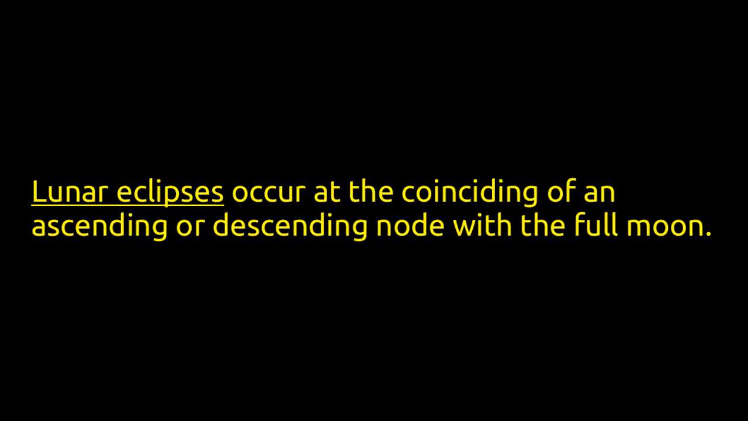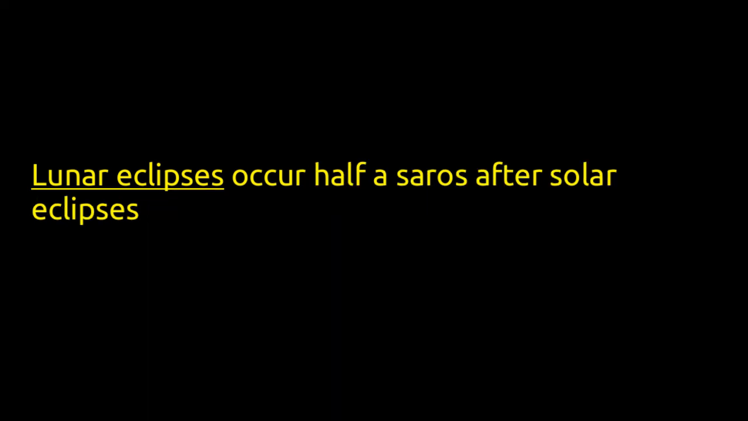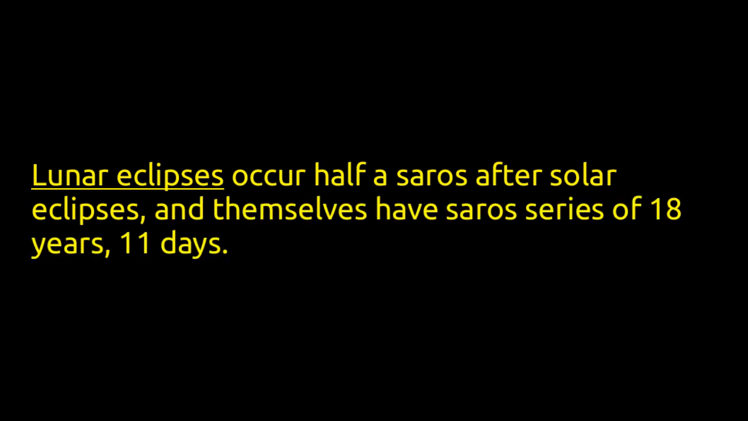A lunar eclipse is the coinciding of a full moon with the moon's ascending or descending node. So one could find a lunar eclipse half a Saros after a solar eclipse, and themselves have Saros series of eclipses separated by 18 years and 11 days.